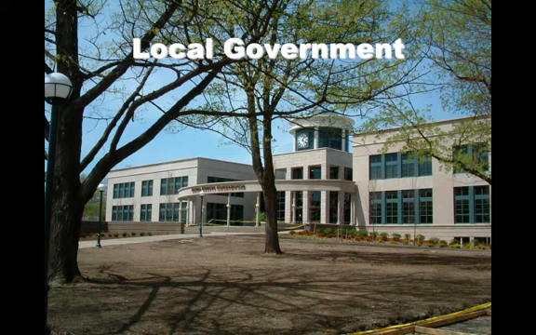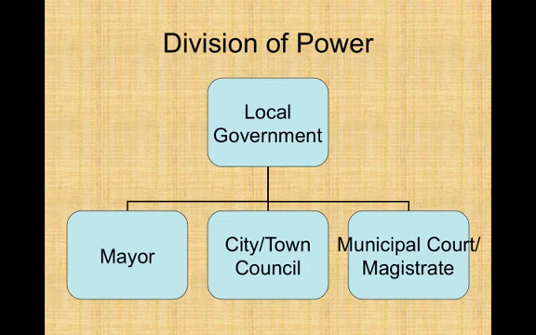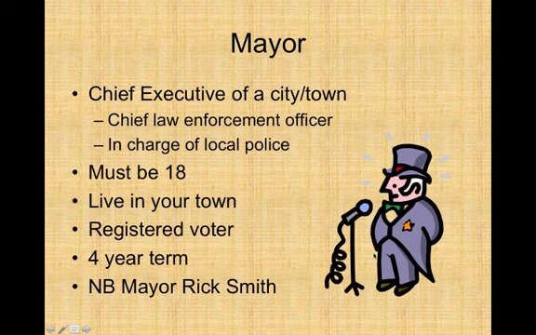Local government functions the same way that state government does. It's just in a smaller venue. Again, you have the 3 branches: mayor, executive, legislative, judicial. The mayor is the chief executive of a town. There's a difference between a strong mayor and a weak mayor system. Usually it's more important for cities. A weak mayor system, the town council can override the mayor's decisions. Really not the case in a strong mayor system.